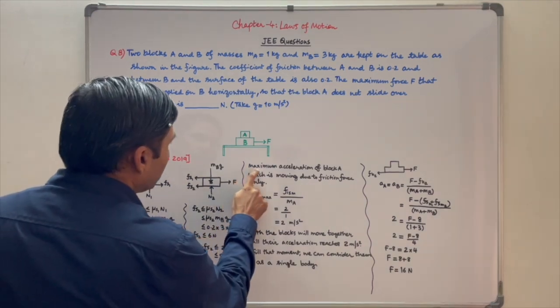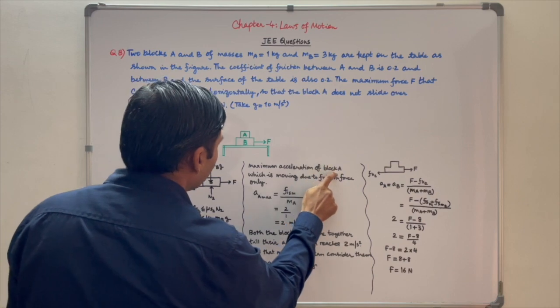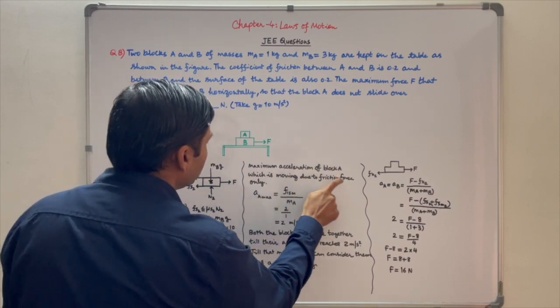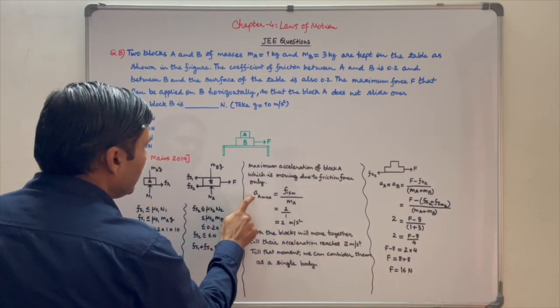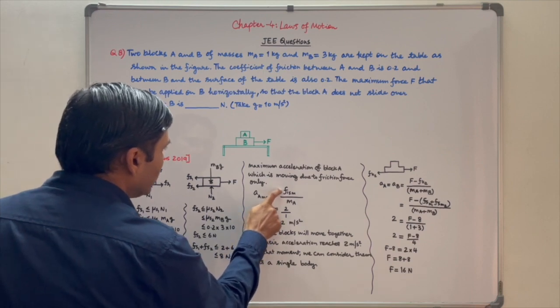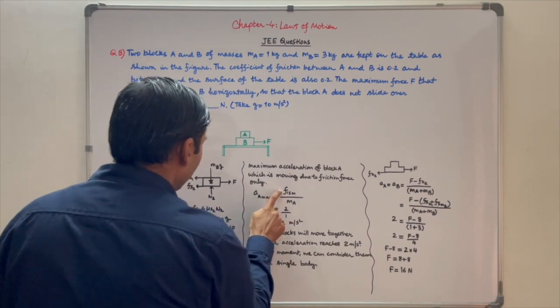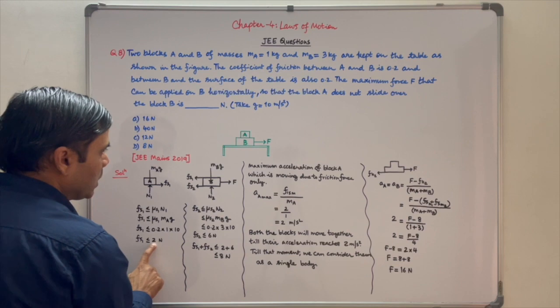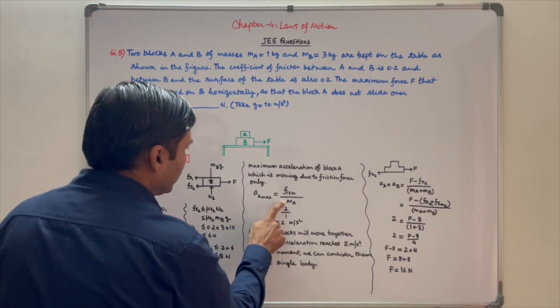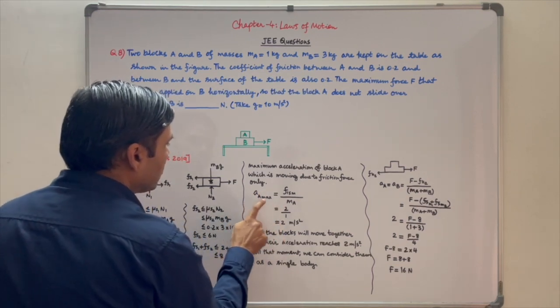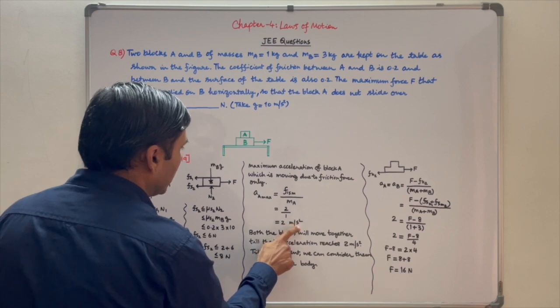Second step, calculate maximum acceleration of block A which is moving due to friction force only. aA max is equal to Fs1 max upon ma. Value of Fs1 max is equal to 2 Newton and ma is equal to 1 kg. So aA max is equal to 2 meter per second square.